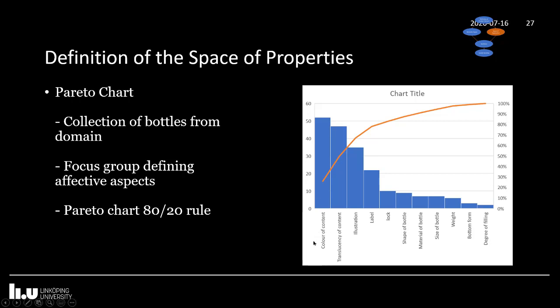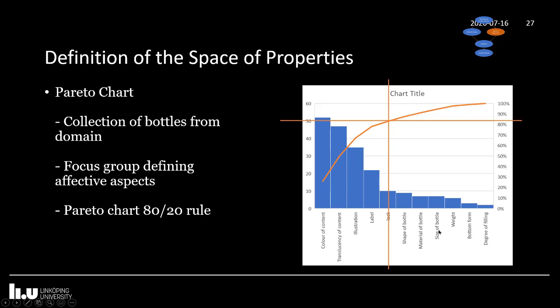Then we just record the number. How many times do we have that? We order that, so the color of the content was mentioned, maybe 52 times. The translucency of the content was mentioned 48 times. The illustration was mentioned 35 times, and so on. And then we apply something called the 80-20 rule, meaning that 80% of the cumulative total mentions will be explained by just 20% of the properties.